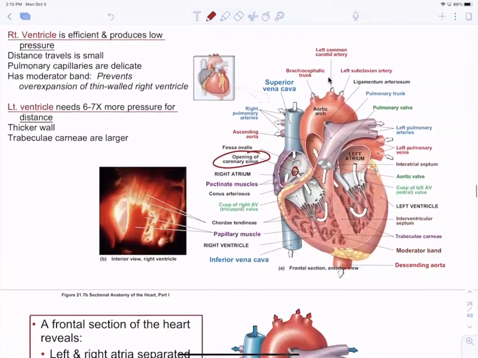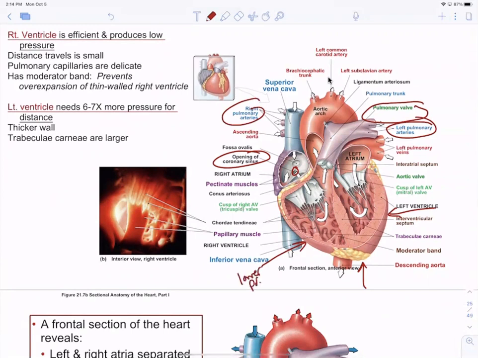Now, the anatomy is going to reflect the differences. So you have one heart contracting, right? And it's contracting and pushing in and up. And the right side is only going to the lungs, right? It's going to the pulmonary circuit. And so it doesn't have to go that far. So it's going to be a lower pressure system.